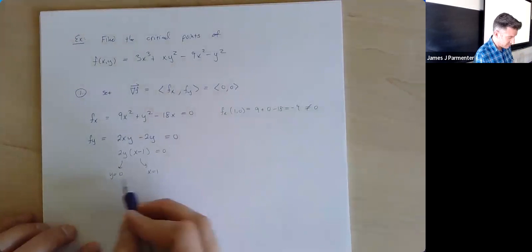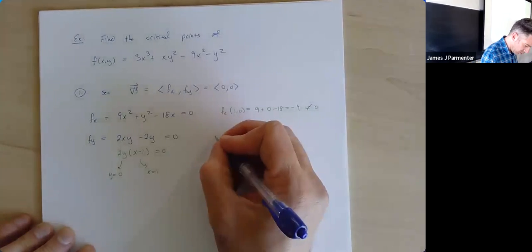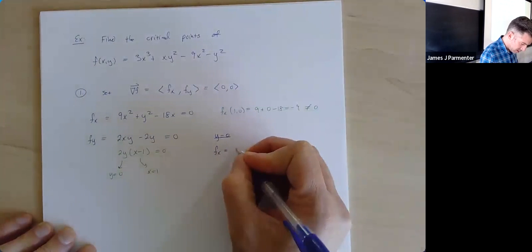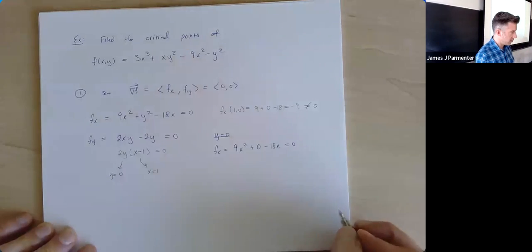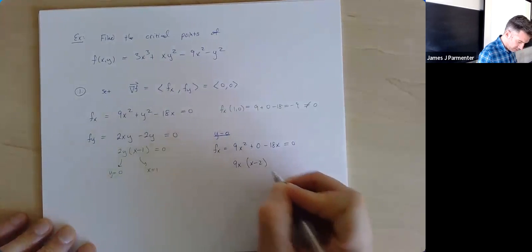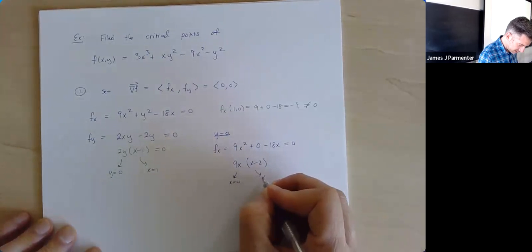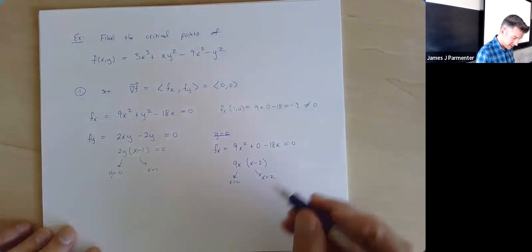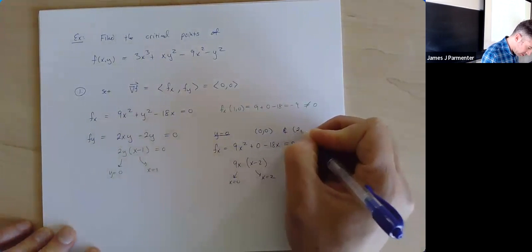So then we take each of these potential solutions and substitute them into the other equation. If I start with y equal to 0, then fx is 9x squared plus 0 minus 18x equal to 0. I factor out a 9x, and I'm left with x minus 2. So I get two potential solutions: x equal to 0 and x equal to 2. From setting y equal to 0, I have two different critical points: the point (0, 0) and the point (2, 0).